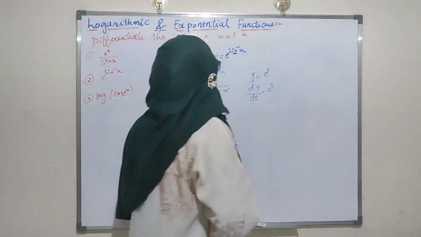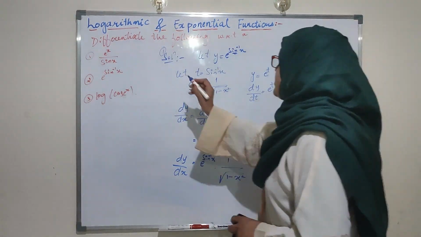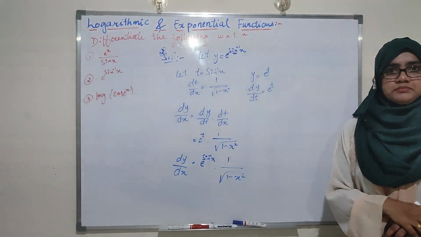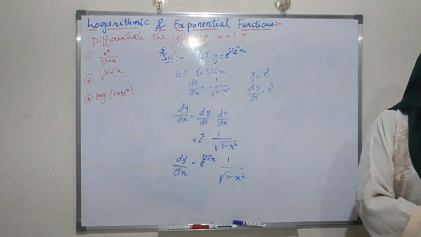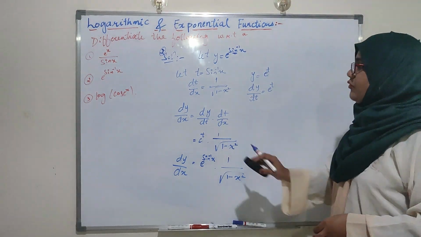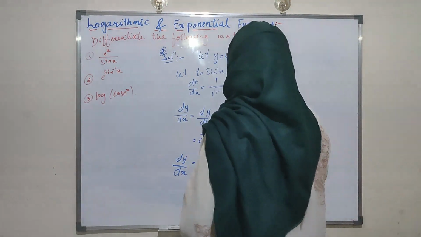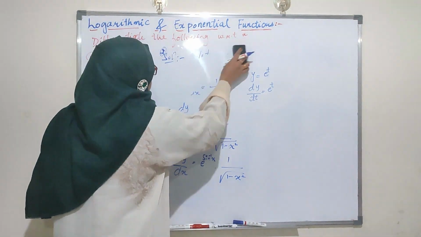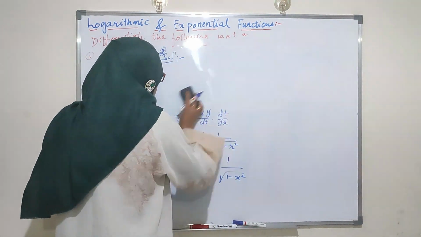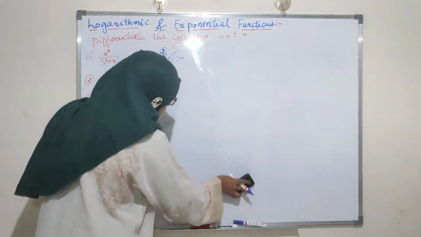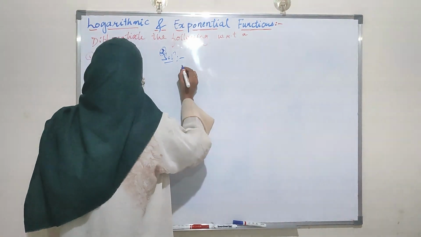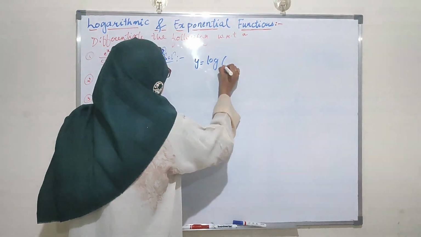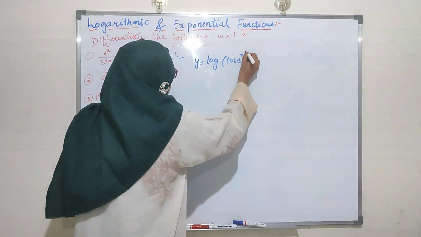Okay. Now we will go for the third. This is the solution for the second one. If you want to write, you can write this. I will show you the solution for the third one: let y is equal to log of cos e raised to x.